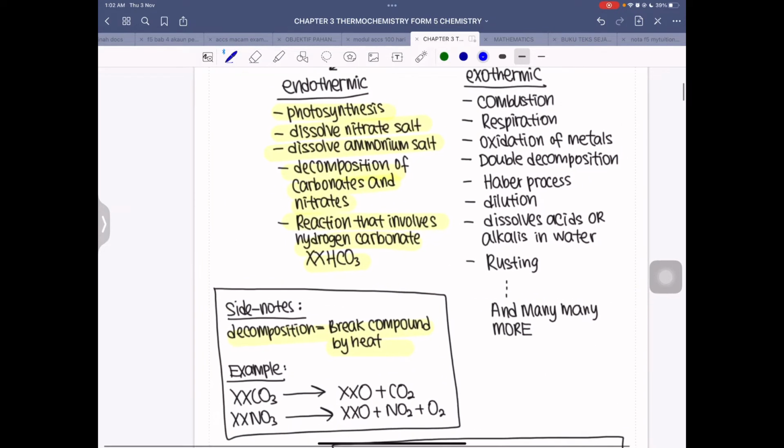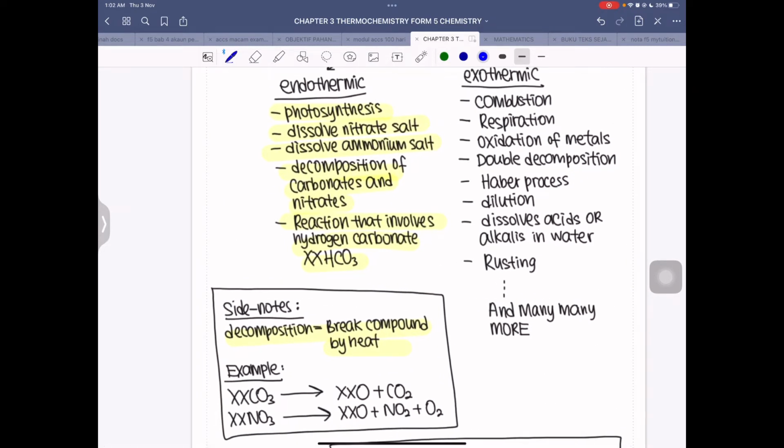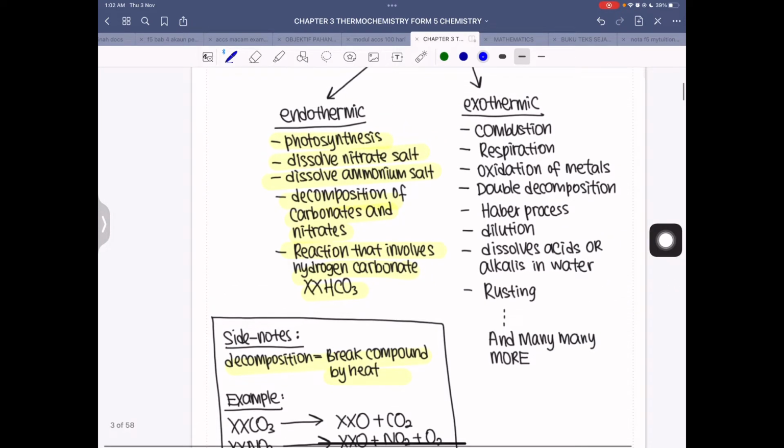Now exothermic, there are a lot of examples, okay? So we're going to hafal only the endothermic ones. Some of them include photosynthesis, dissolving nitrate salt, dissolving ammonium salt, decomposition of carbonate and nitrate, and reactions that involve hydrogen carbonate, so HCO3. As a side note, decomposition breaks the compound using heat.